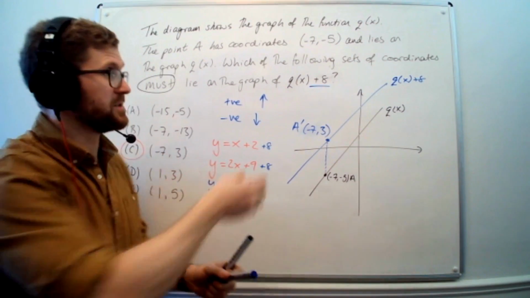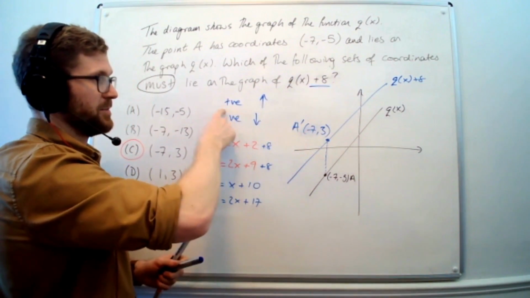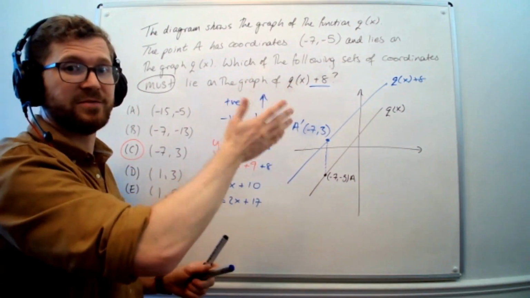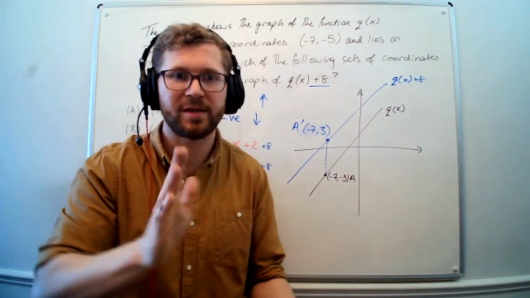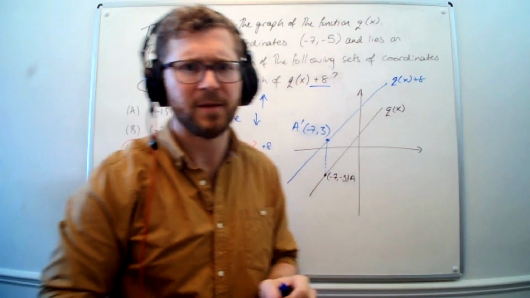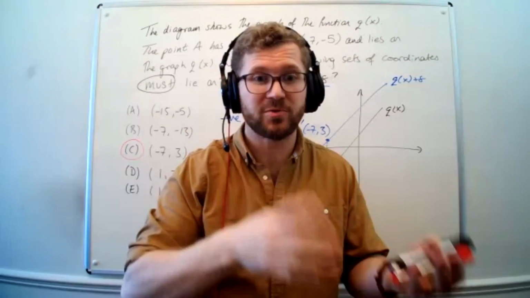The point here is that when you're adding and subtracting outside of the parentheses, if it's a positive number, the entire graph goes up. If it's a negative number, the entire graph goes down. And so from that, we've covered left-right movements and up and down movements. All right, so that's the sorts of things the GRE will do when they're talking about functions graphically.